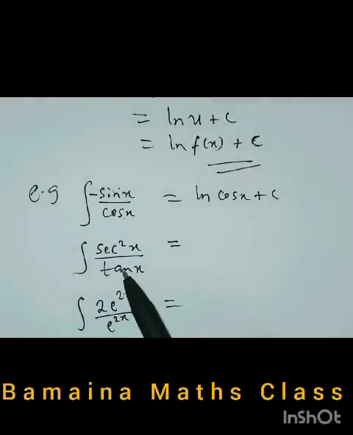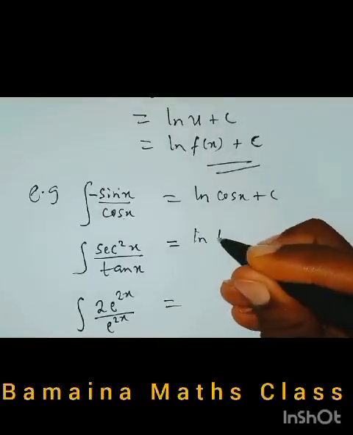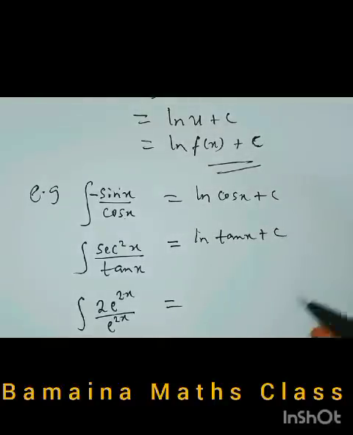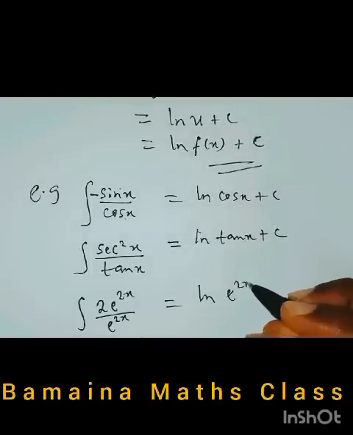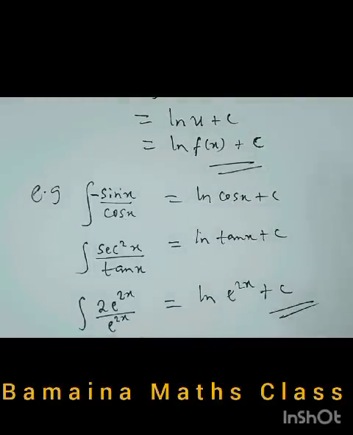The same thing here, if you are integrating sec square x over tan x, you see, if you differentiate tan x, you are going to have sec square x. So this one is a derivative of this. So the same thing, if you apply, you are going to have ln tan x plus c. The same thing here, if you differentiate exponential 2x, you are going to have 2 exponential 2x. So this one is a derivative of this. So now you are going to take the ln of exponential 2x plus c, and so on and so forth.